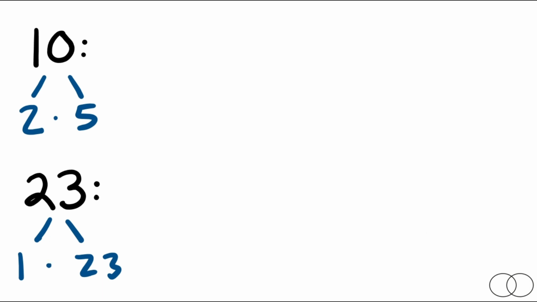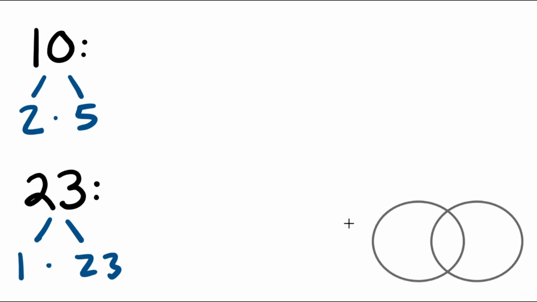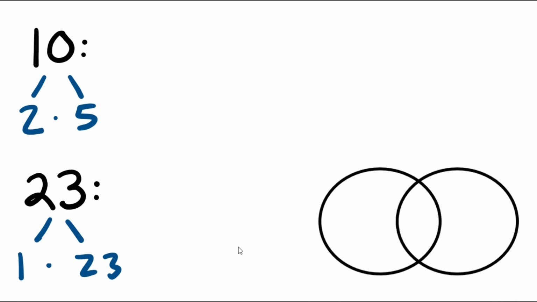So let me make this Venn diagram bigger. And we can organize our numbers in the Venn diagram very simply. We can let this side represent the prime factors of 10, and this side represent the prime factors of 23. And then, of course, the numbers that they both have in common would go in the middle. So here we have 2, so we're going to put our 2 over here. And we have a 5, and we'll put our 5 here.